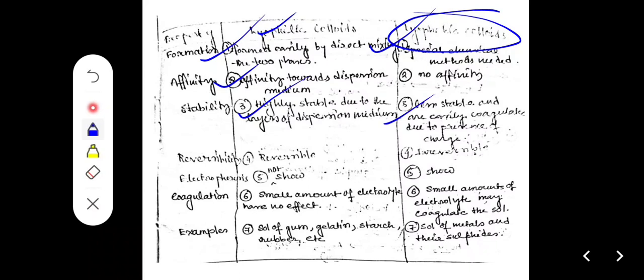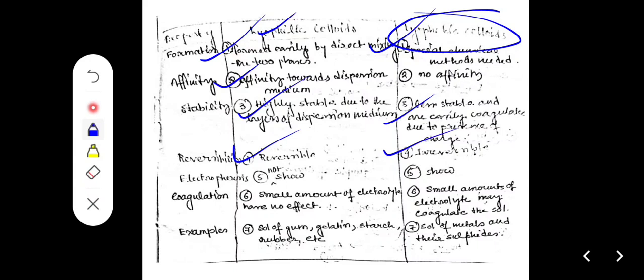Reversibility: lyophilic colloids are reversible, lyophobic colloids are irreversible. Reversible means the process can go backward also. If the process has no chance to go backward and only one chance, to go forward, it is termed an irreversible process. So lyophilic colloids are reversible and lyophobic colloids are irreversible.